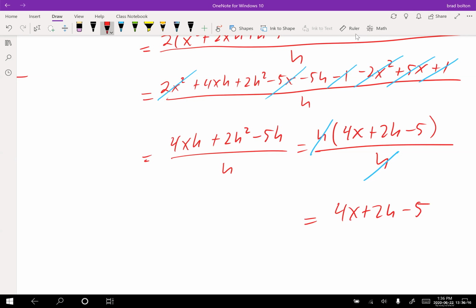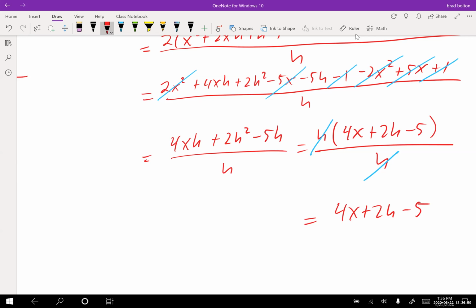Now, what we'll learn in Calc 1, those of you that pass this pre-Calc 1, is that h goes to 0, which means the value of this function is 4x minus 5. So this is kind of why we're learning the difference quotient, to prepare for calculus as well.